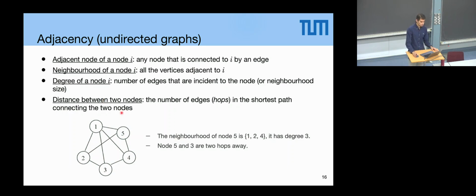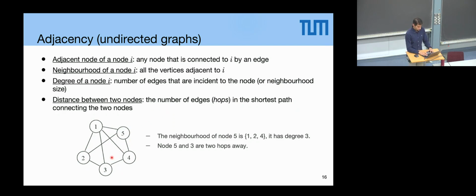The degree of a node, in this case the degree of node 5, corresponds to the number of nodes in the neighborhood, or the size of the neighborhood. Because in the neighborhood we have 3 nodes, then the degree of node 5 is equal to 3.